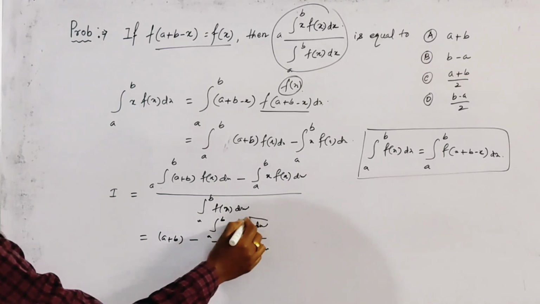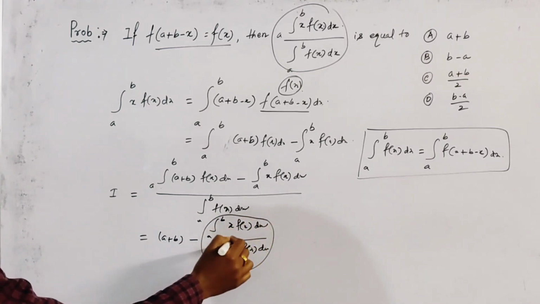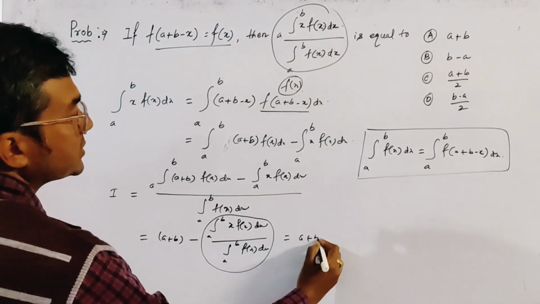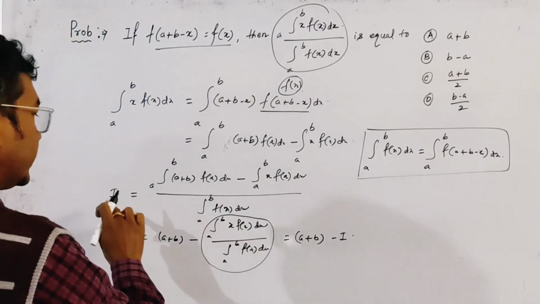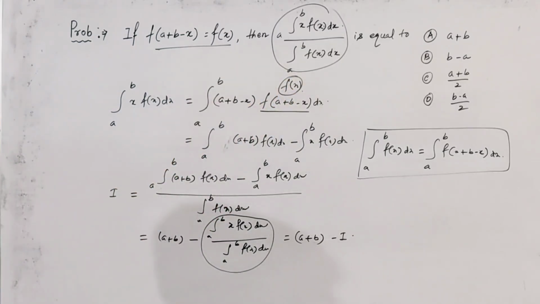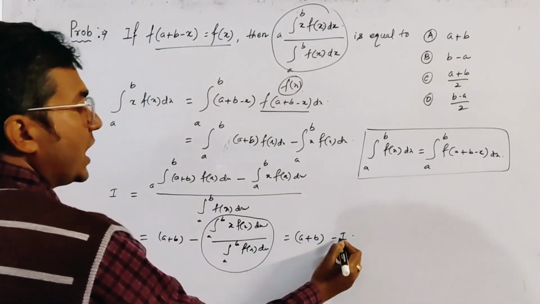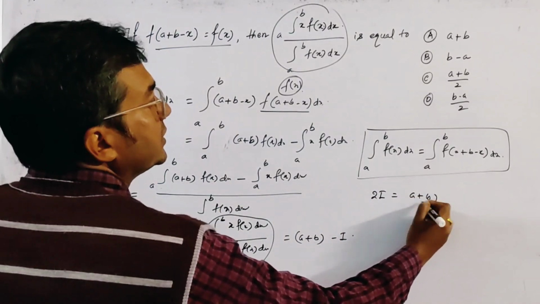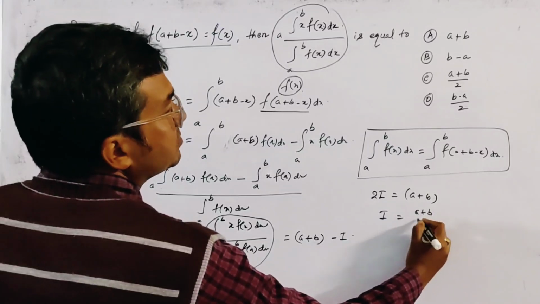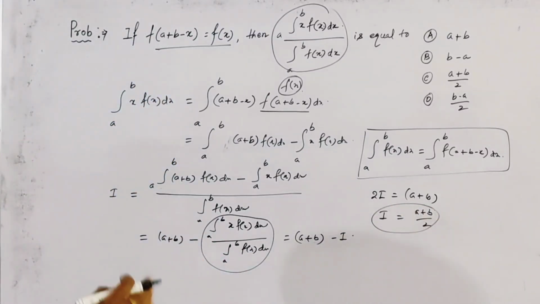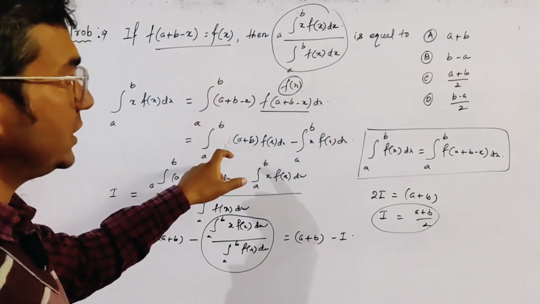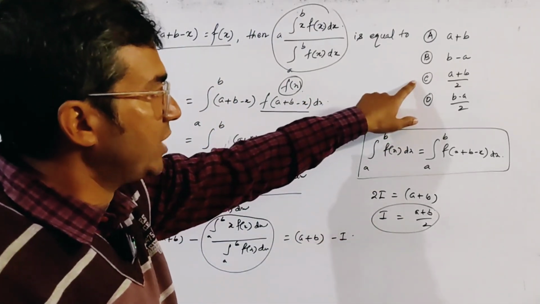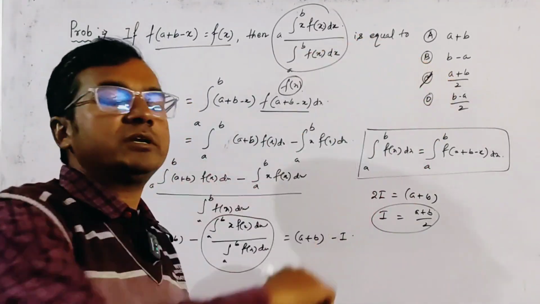Clearly this portion is nothing but the given expression, so we write a plus b minus I, because we took this integration as I. So we get the result as I on the left side, so we get 2I equal to a plus b, and I is equal to (a plus b) by 2. Very easily we find the value of this integration by using the properties of integration, and our correct option is (a plus b) by 2, so our correct option is option number C.